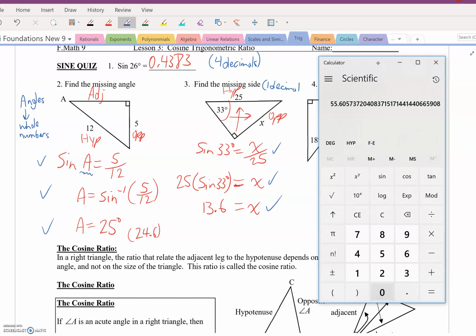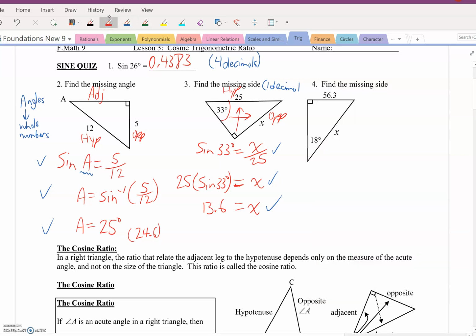If you have an old calculator or old school, even some brand new calculators work on the old system, I would go 25 times 33, then I'd press sine. Now that's just sine 33 on my screen. I actually have to press equals in order to do the multiplication. So I'm pressing equals. Now the multiplication is done, 13.6.